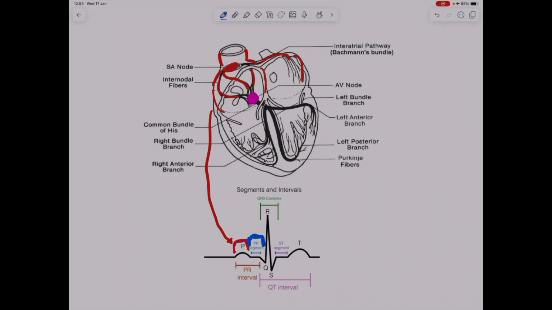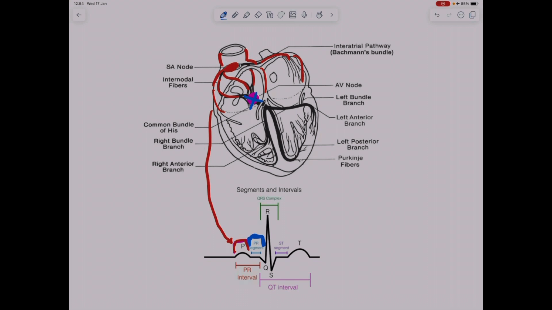It also serves to protect our ventricles from atrial tachycardias, as it delays some of the impulses that come through and also filters them so that only a certain number of them get through to the ventricles. The AV node is essentially the protector of the ventricle.